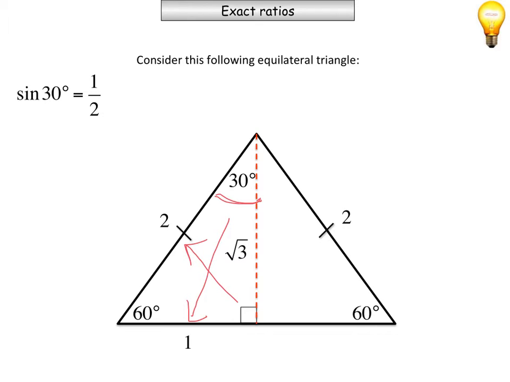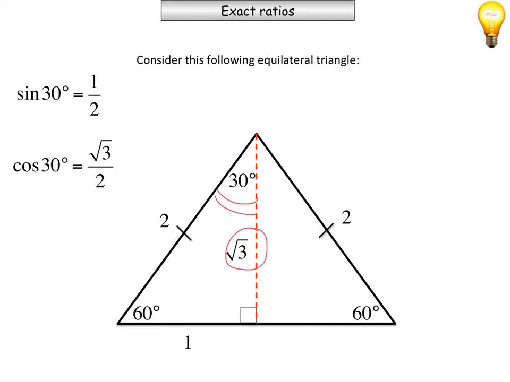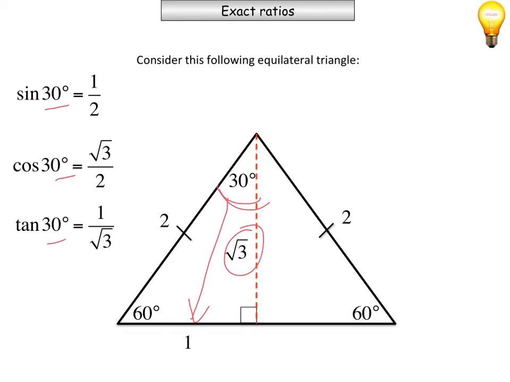What about cos of 30? Here's 30. Adjacent is root 3. Hypotenuse is 2. So the ratio is root 3 to 2, so root 3 over 2 is cos of 30. And opposite over adjacent is 1 over root 3. So this was looking at that angle up the top, to get the 30-degree angle ratios.